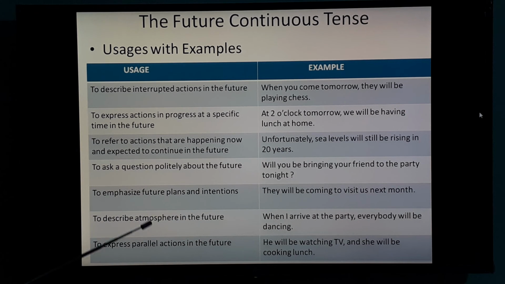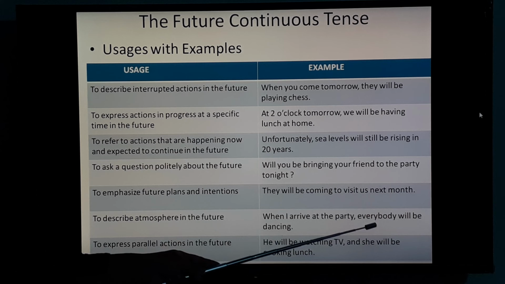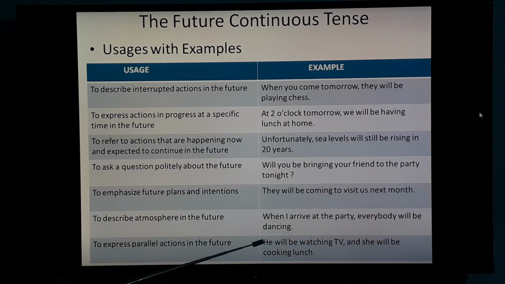To describe atmosphere in the future. For example, when I arrive at the party, everybody will be dancing. Last usage, to express parallel actions in the future. For example, he will be watching TV and she will be cooking lunch. So, these two actions will happen parallel. That's why here future continuous tense is used in both actions.